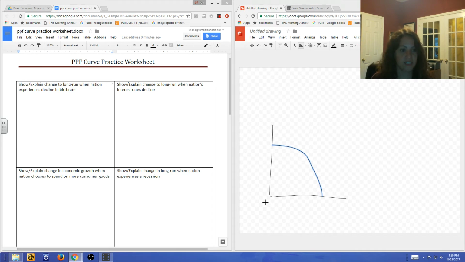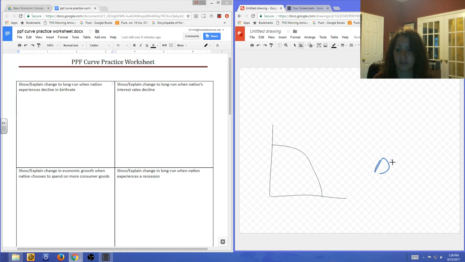So the first question says, show and explain change to long run when a nation experiences a decline in birth rate. Well, remember, the things that shift the PPF curve are going to be changes, that's supposed to be a delta, changes in FOPs. Remember, the FOPs are the factors of production: land, labor, capital, and entrepreneurship. If any of those increase, the PPF curve is going to shift to the right, further away from zero. So anything to the right is always going to be more. Anything to the left is always going to be less. So if any of those decrease, if you have less land, less labor, less capital, or less entrepreneurship, it's going to be a leftward shift. If you have any more of those things, it's going to be a rightward shift.